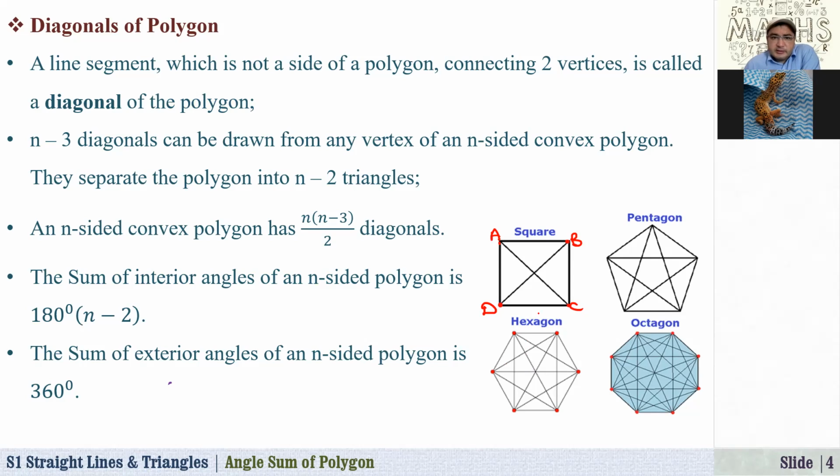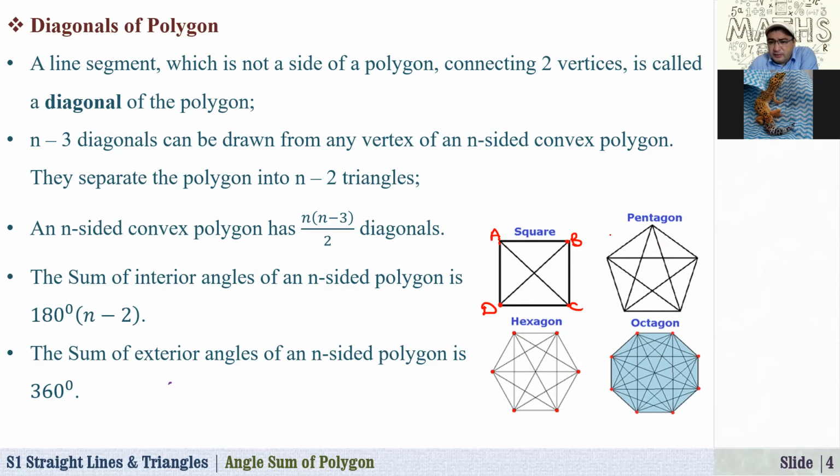Okay, so here we are saying how we are defining the diagonal. A diagonal is a line segment that connects two non-adjacent vertices of a polygon. As you see here, B and D are non-adjacent vertices. A and C are non-adjacent, right? So we have two diagonals. I mean, the square has two diagonals.